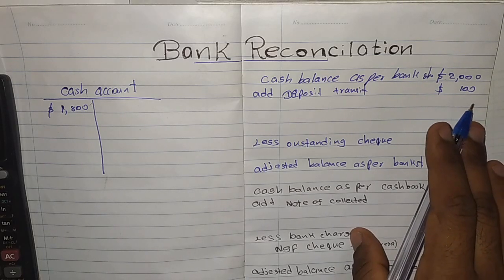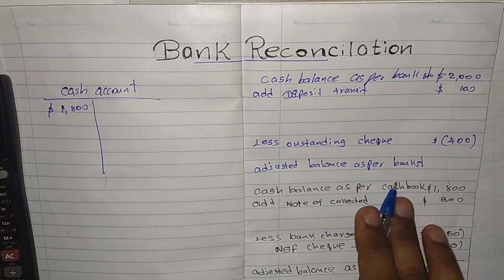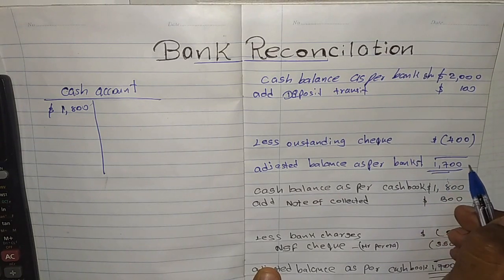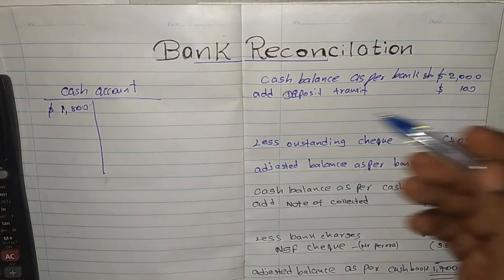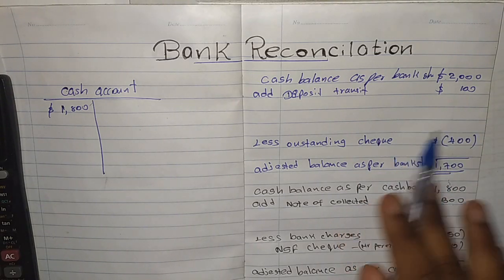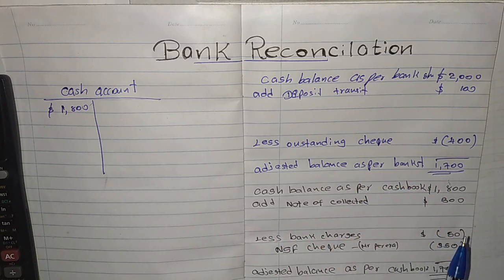We are going to add that to the bank statement balance. This will give us the adjusted balance as per bank statement, $1,700. So $2,000 plus the deposit in transit $100, and less those outstanding checks gives us $1,700. Notice that both of these numbers match, and they have to match in order for us to show that we have reconciled our account.